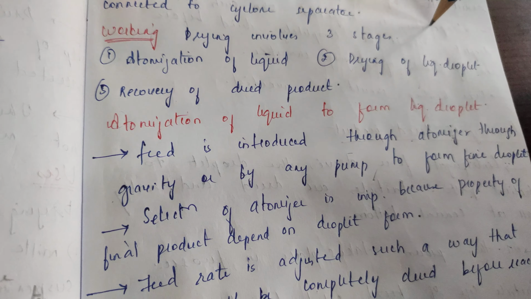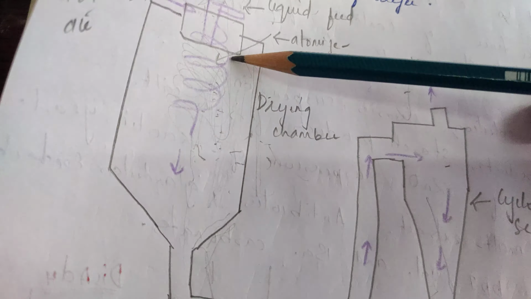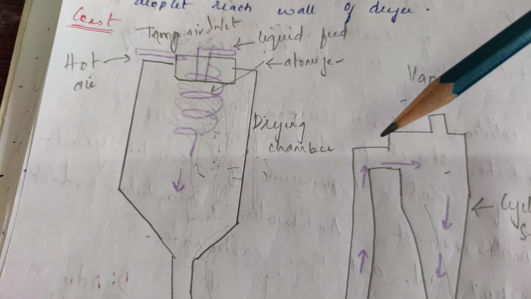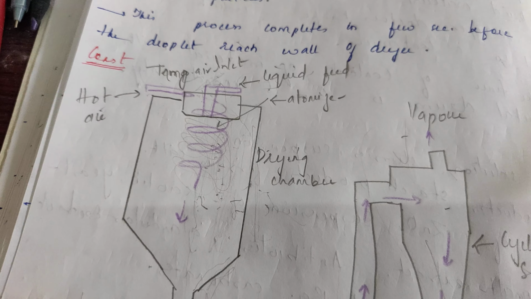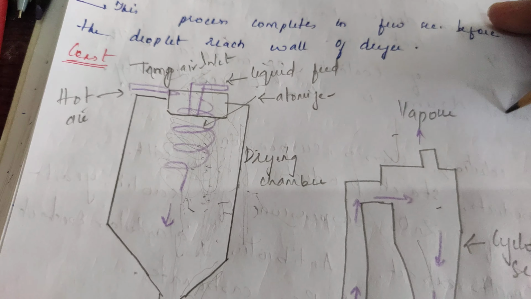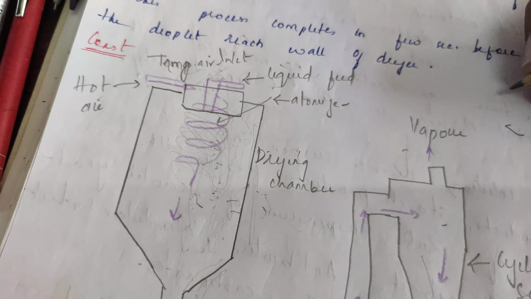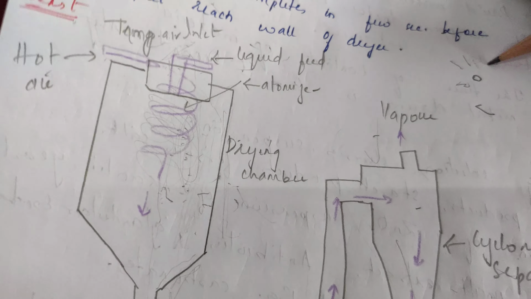Next one is the drying of the liquid droplet. First is conversion of liquid to atomized form. Now we are drying that liquid. Fine droplets are dried by supplying hot air. First, the surface of the liquid droplet, for example, will get in contact with the hot air.